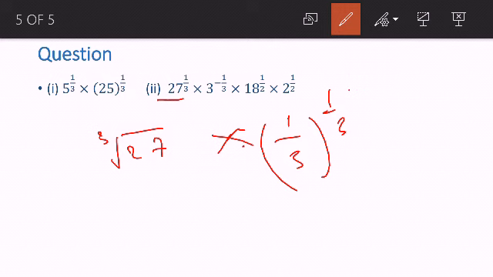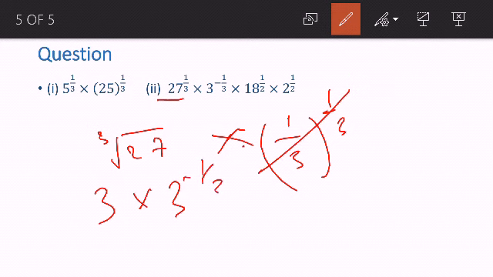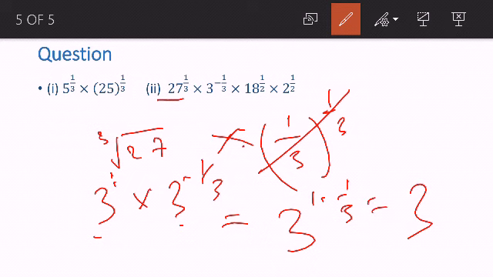Now cube root of 27 is 3. So we can say 3 times 3 raised to power minus 1 over 3. Now your 3 here means raised to power 1. And so that can be 3 raised to power 1 minus 1 over 3, since they both have common index, common base. So that means the final answer is 3 raised to power 2 over 3, because 1 minus 1 over 3 is 2 over 3.